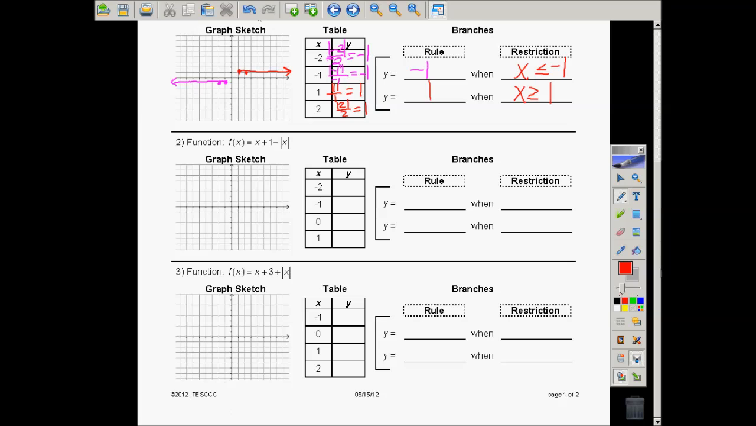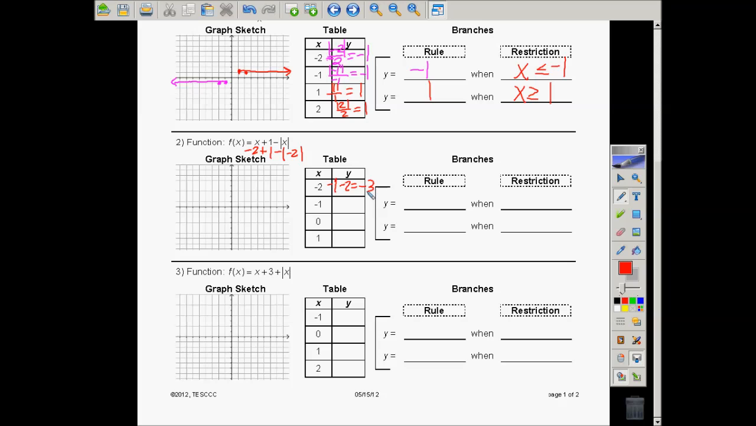Oh, you said, like, P-squad. All right, so let's try it again. So I'm going to plug in negative 2. So negative 2 plus 1 minus the absolute value of negative 2. So negative 2 plus 1 is negative 1. And the absolute value of negative 2 is 2. So I have negative 1 minus 2, which equals negative 3.